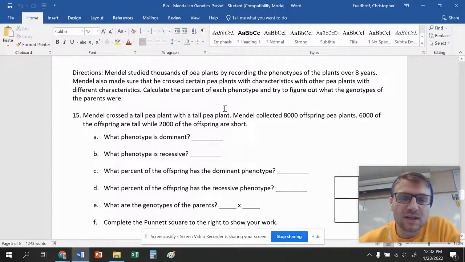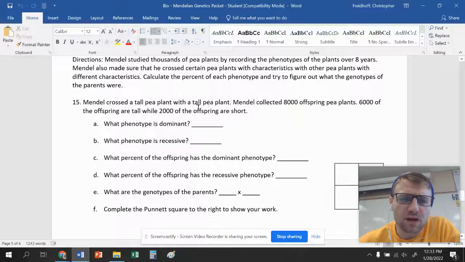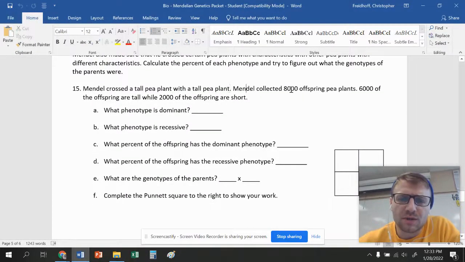Each one of these gives you a scenario. It says Mendel crossed a tall pea plant with a tall pea plant. Mendel collected 8,000 offspring. 6,000 of the offspring are tall, while 2,000 are short. If you do the math, 6,000 out of 8,000 were tall. That's about 75%. 2,000 of the 8,000 were short. That's 25%. So what two combinations of parents, we have to think, produce a 75 to 25% offspring?